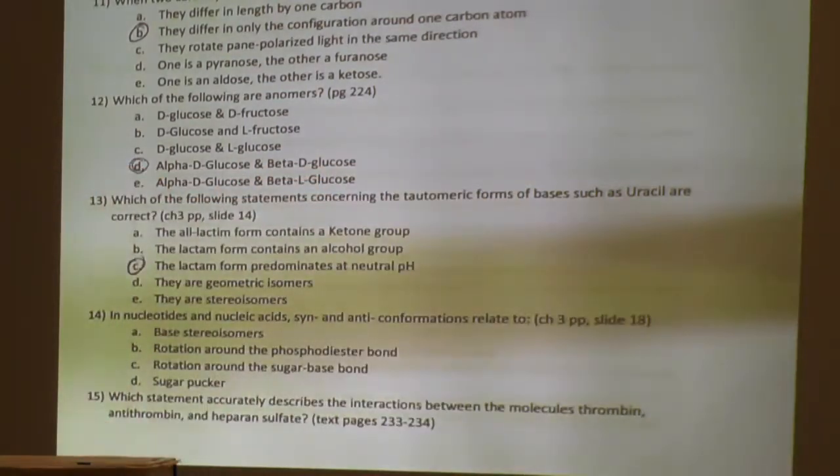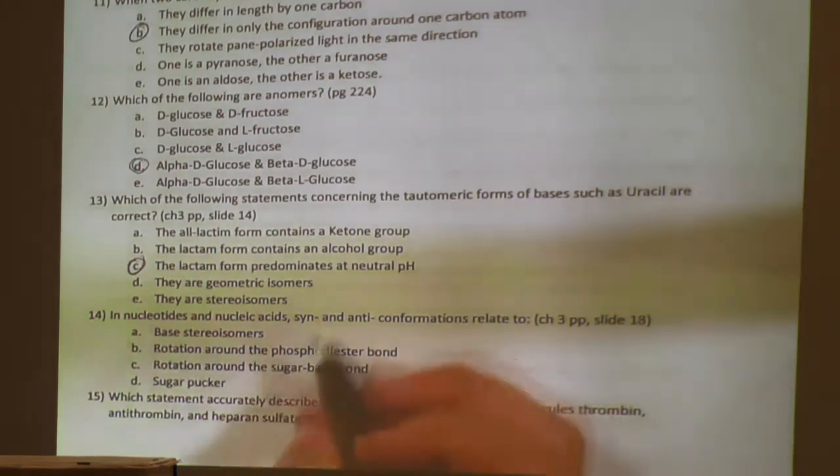Okay. In nucleotides and nucleic acids, syn and anti-conformations relate to what? It's rotation about the sugar-base bond. Because you can rotate it, and syn and anti relate to that.